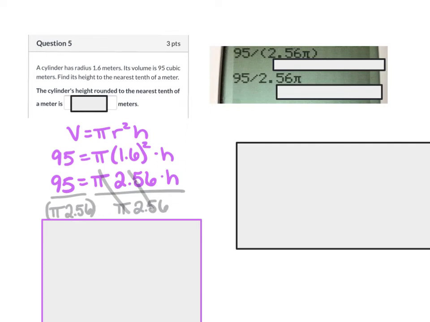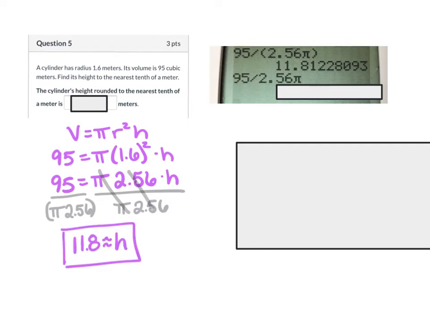Now you'll notice if we do it the correct way, 95 divided by that whole group in parentheses, we get the correct answer of 11.8. But just notice that with this calculator here, had you not put the parentheses, you would have ended up getting a wrong answer. What the calculator did here was it did 95 divided by 2.56 and then multiplied by the pi. But here we need it to divide by it.